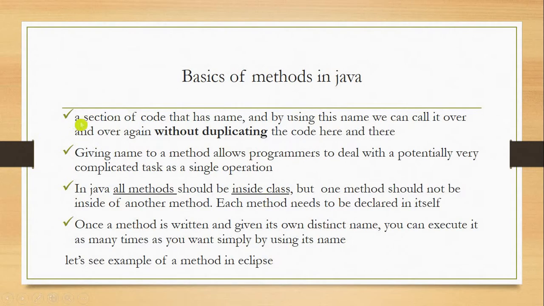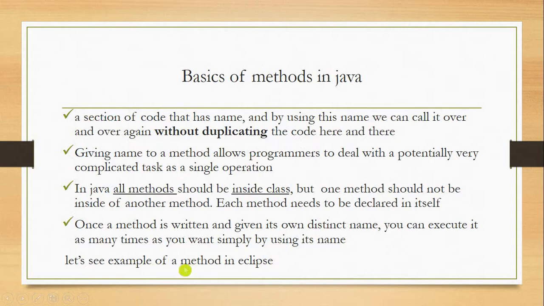In Java, a method is a section of code that has a name, and by using this name, we can call it over and over again without duplicating the code here and there. Giving a name to a method allows programmers to deal with a potentially very complicated task as a single operation. In Java, all methods should be inside a class, but one method should not be inside of another method. Each method needs to be declared in itself. Once a method is written and given its own distinct name, you can execute it as many times as you want simply by using its name.